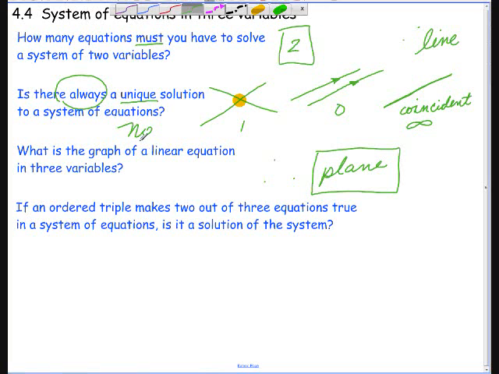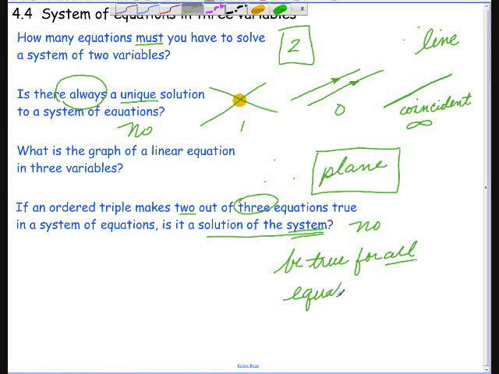If an ordered triplet makes 2 out of 3 equations true in a system of equations, is it a solution of the system? 2 out of 3. We didn't talk about that. But the answer is no. For it to be a solution of the system, it has to be true for all equations in that system. This makes sense, doesn't it?